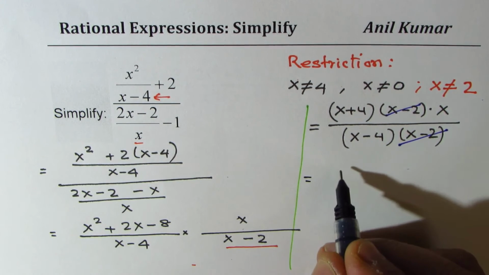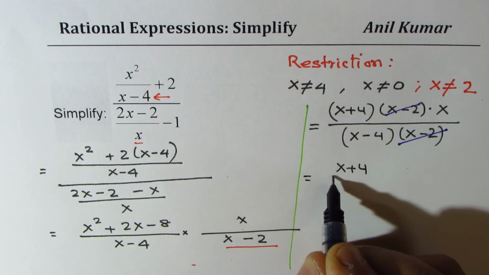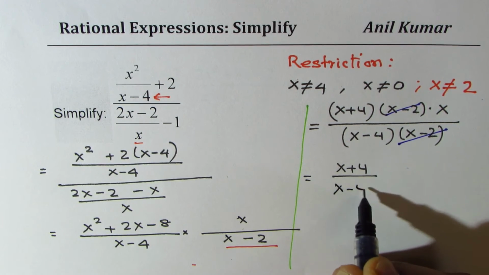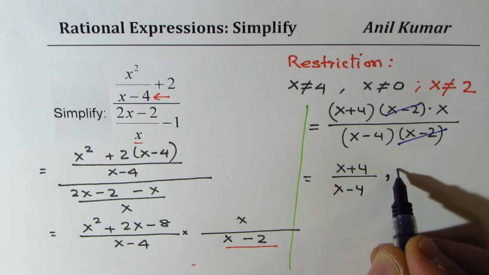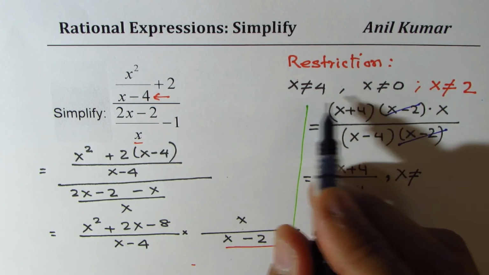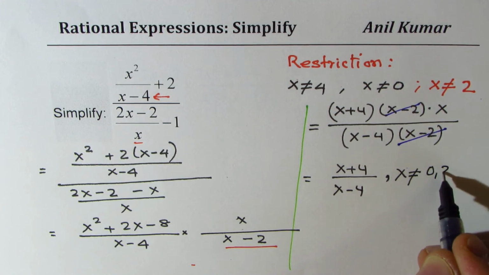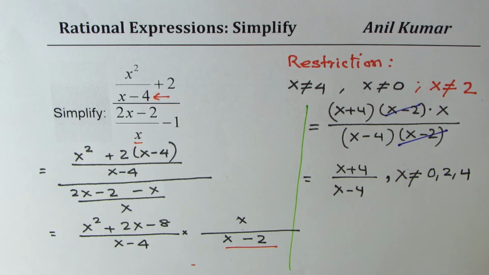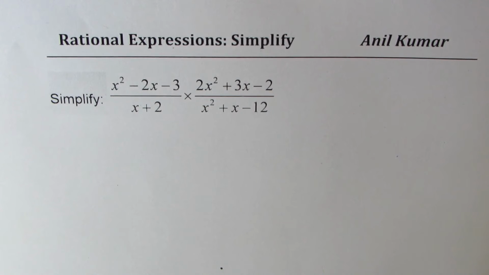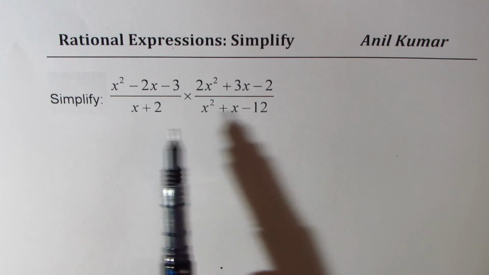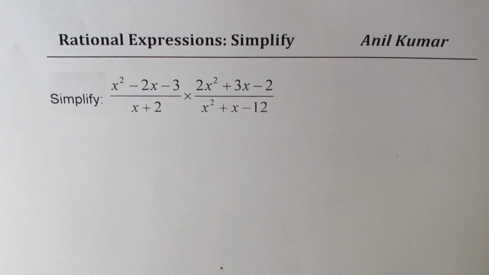So what do you get? You get x plus 4 divided by x minus 4, and write down restrictions that x is not equal to these three: 0, 2 and 4. Now these two are equivalent expressions. I hope that makes sense. Perfect. Now let's take up the last question. This time we are multiplying two rational expressions. We need to factor them.